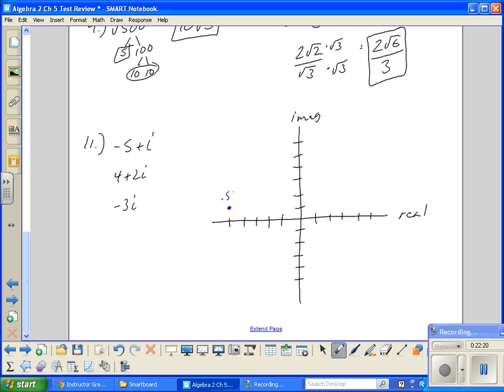So that's negative 5 plus i. And the other one is 4 plus 2i, so I go to positive 4 on the real. 1, 2, 3, 4. And then 2i, so up to positive 2 on the imaginary. So there. That's 4 plus 2i. And then the last one is negative 3i, so there's no real part, or we would assume that the real part was 0. So if I start at 0 on the real axis and go down to 3, 1, 2, 3. Puts my point right there, negative 3i.